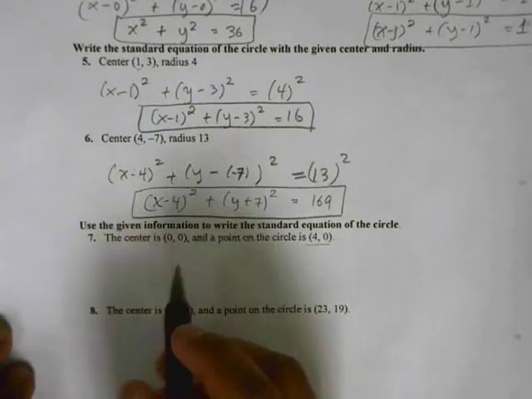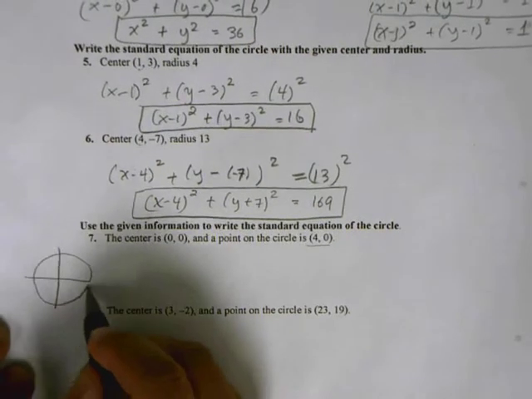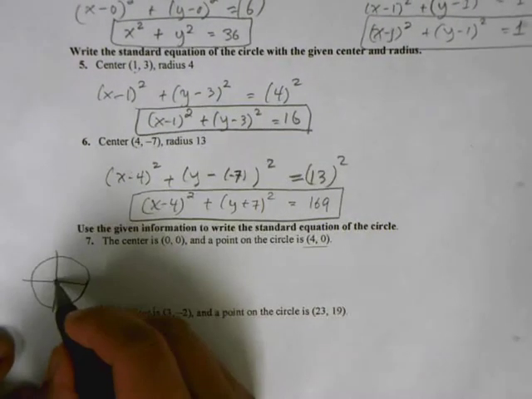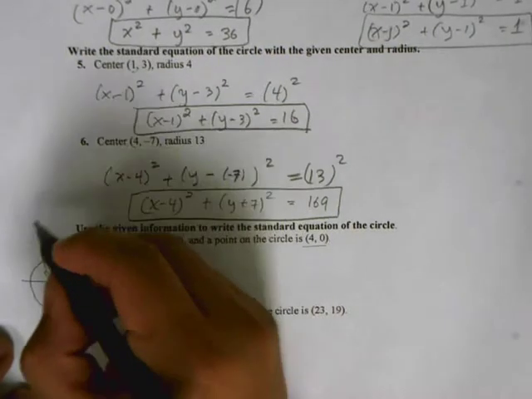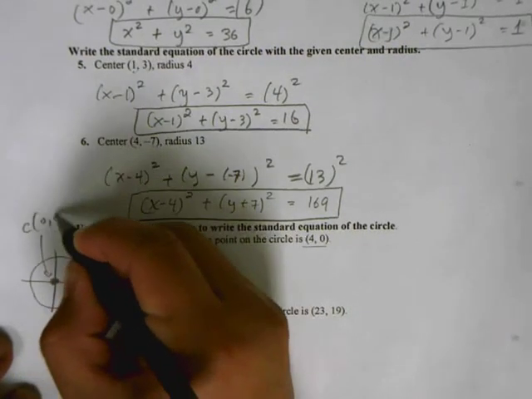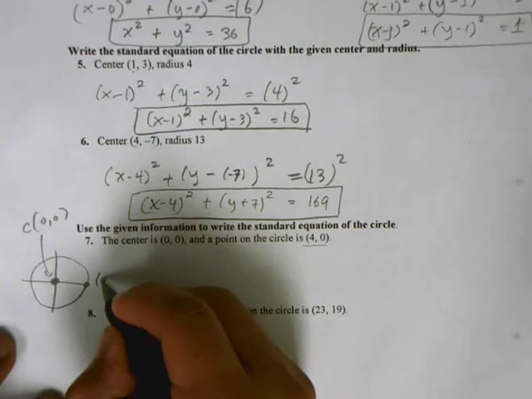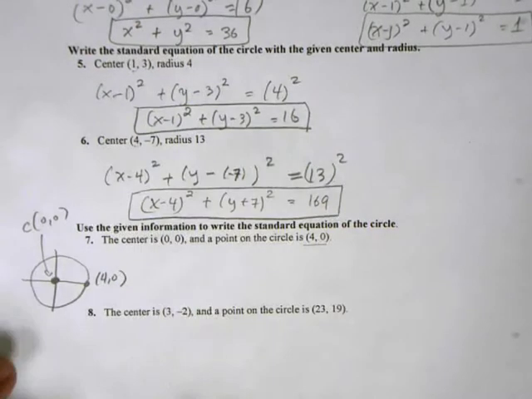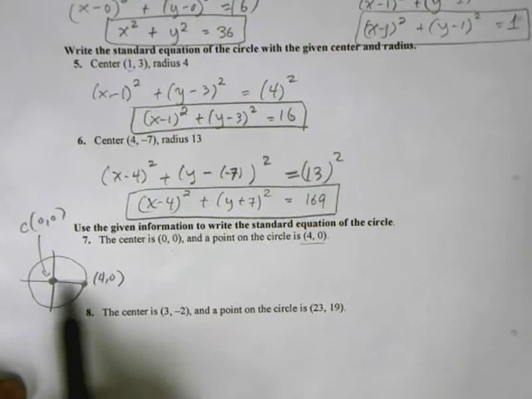So I'm going to sketch just a little picture here. This is the center, and this is 0, 0. So I'll make a note here. This is the center, that's 0, 0. And the other point on the circle is 4, 0. And you can see from this picture that the radius is in fact 4.